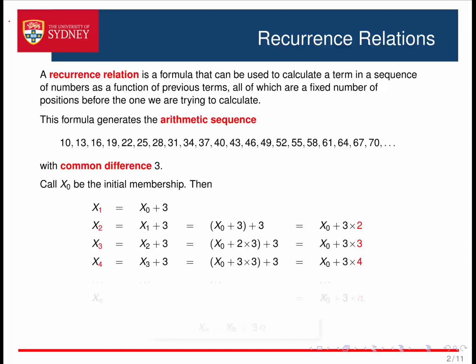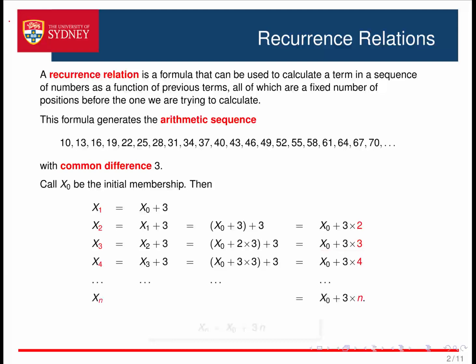In summary, we know that the number of members increases by 3 every week. So after 1 week, there's the original membership plus 3. After 2 weeks, there's the original membership plus 2 lots of 3. After 3 weeks, there's the original membership plus 3 lots of extra members.